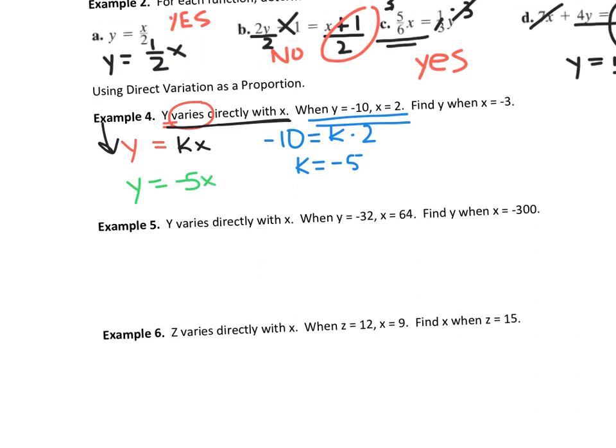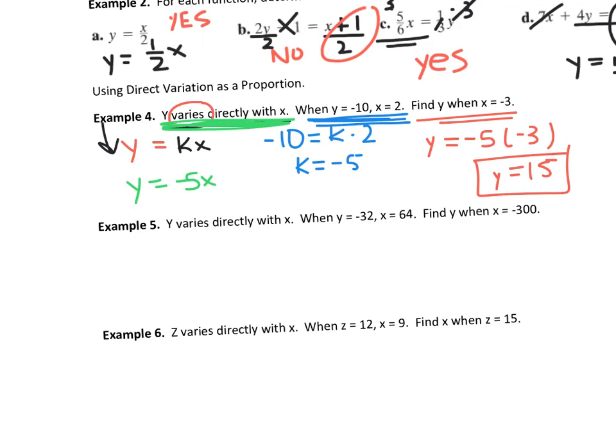So the first part gives me a general equation. The second, I need to solve for k. And then the third part, I'm going to find y when x is negative 3. So y equals negative 5 times negative 3. So y is 15, my answer.